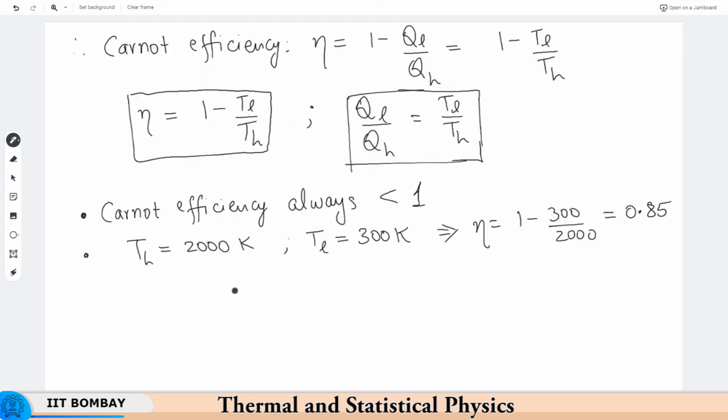That is an important point, okay. The complete conversion of heat into work is not allowed. We can only convert it up to a maximum theoretical efficiency of 85%, for example, in this case, okay.